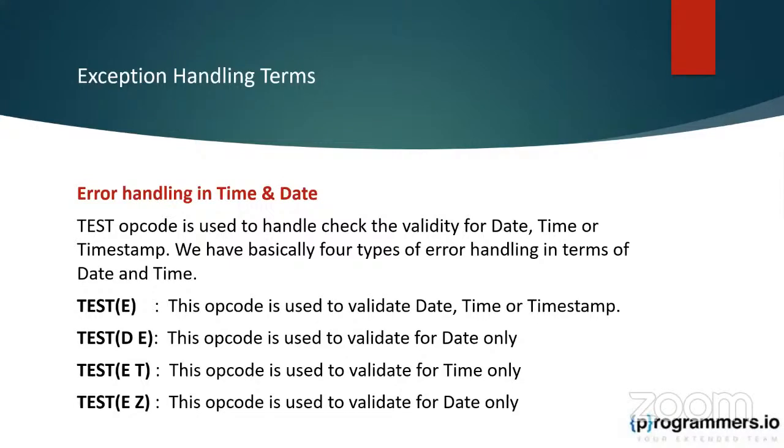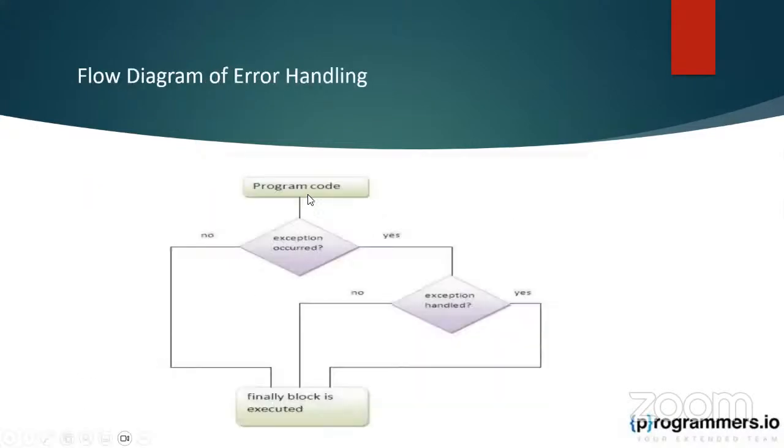Okay, so this is a flow diagram of how error handling will work. Let's suppose we have a code, and if any exception occurred in that code, and if we handle the exceptions, then the program will execute without any error. But if we do not handle those errors, in that case the program will execute with the errors. And if no exception occurred, then the program will work fine.